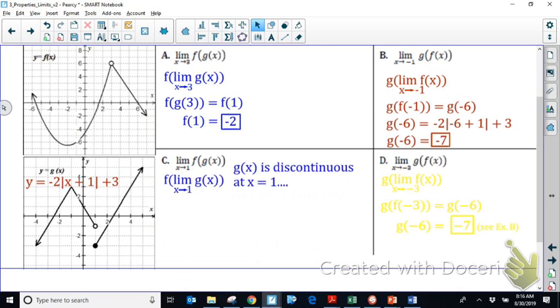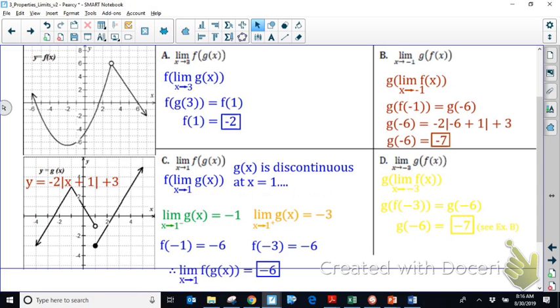It is discontinuous at x equal to 1. However, if I look at the left-hand and right-hand limits, the negative 1 and the negative 3, I can substitute those two numbers into function f and see what I get. It happens to be a parabola on function f where I'm looking at it, which of course is symmetrical on the left and right sides. So even though function g is discontinuous, if I take the left and right-hand limit values and substitute them into function f, I do get the same number. Therefore, the limit of that composite will be a negative 6.